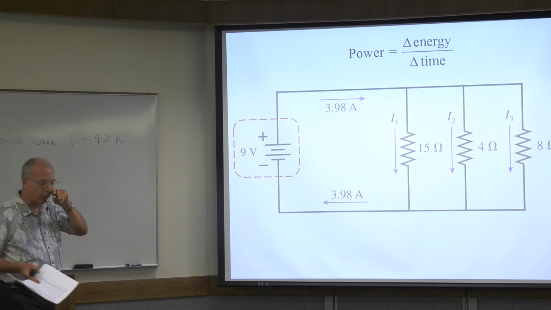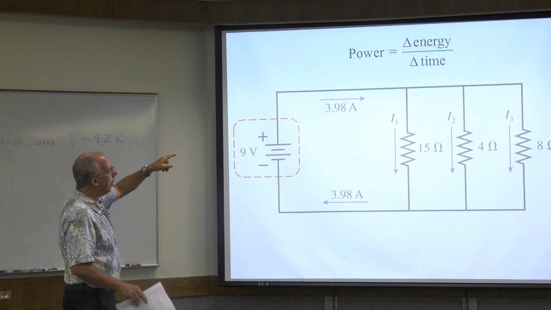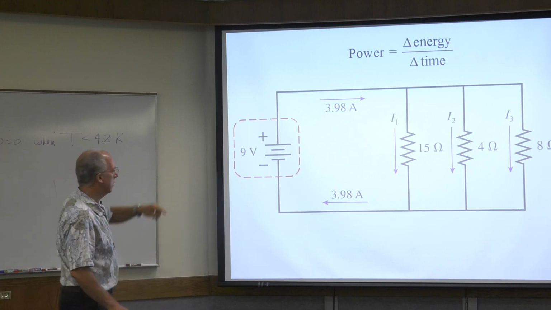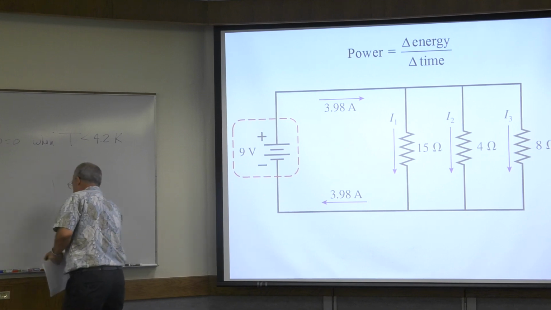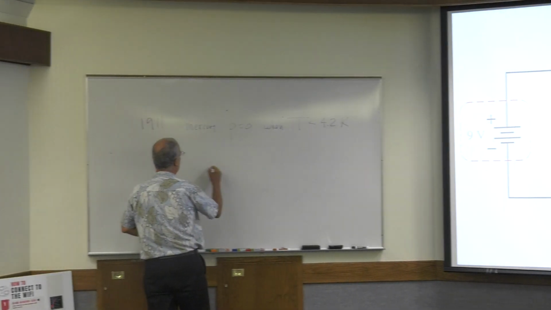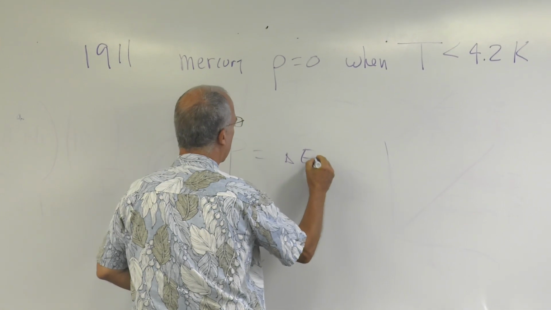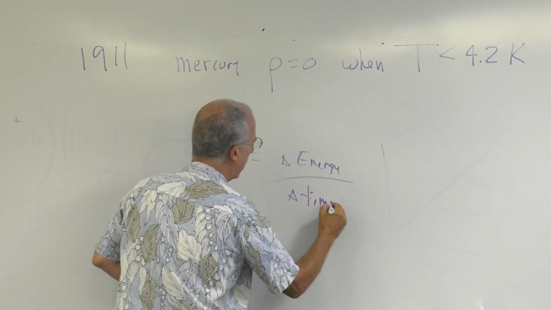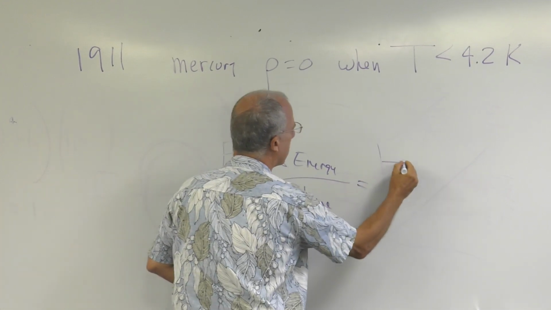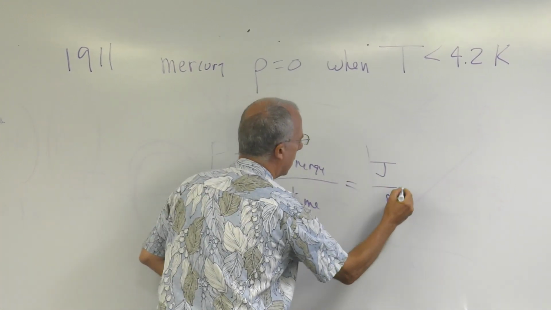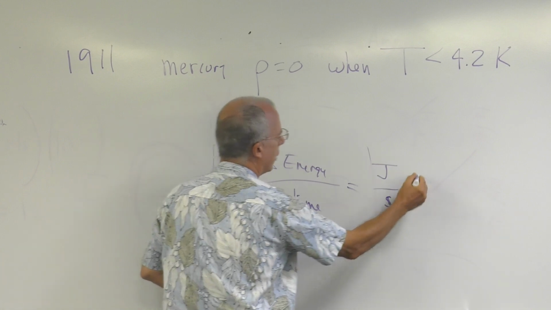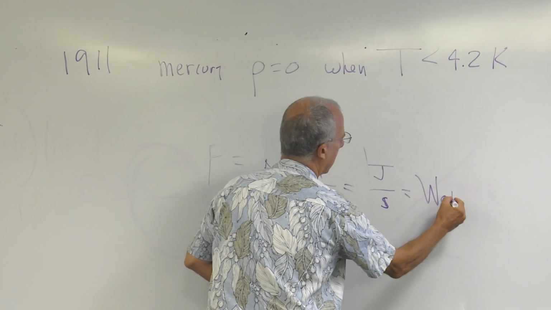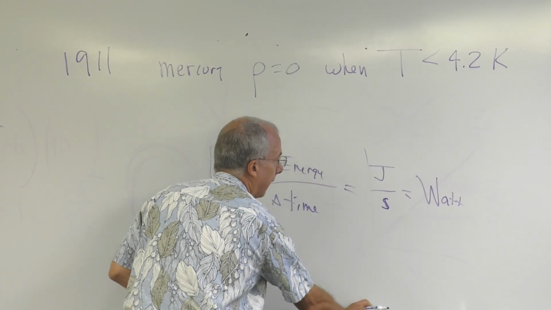Okay, we want to end up with talking about power. And we've talked about power before. So power is just the change in energy over the change in time. So what are the units? Energy is in joules, time is in seconds. So a joule per second is a watt. You should know that already.